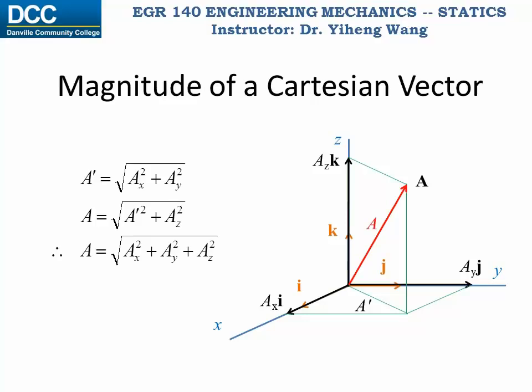And by applying the Pythagorean theorem twice, we can derive that the magnitude of the vector A equals the square root of AX squared plus AY squared plus AZ squared.